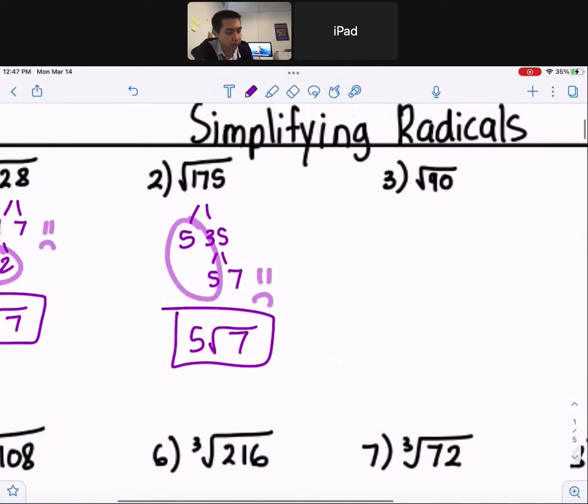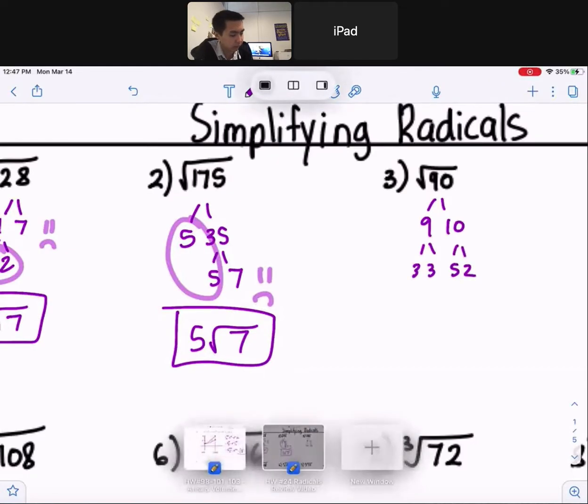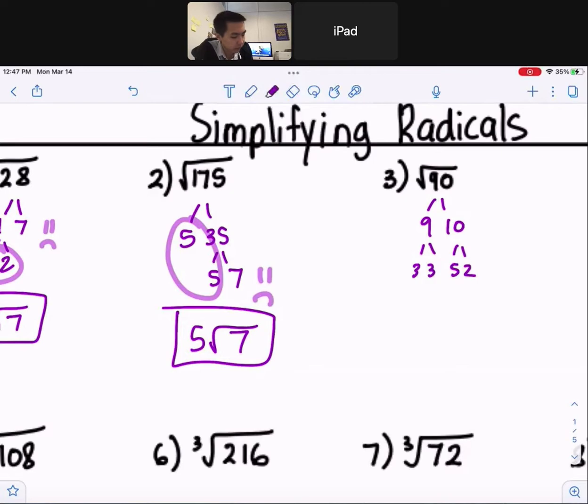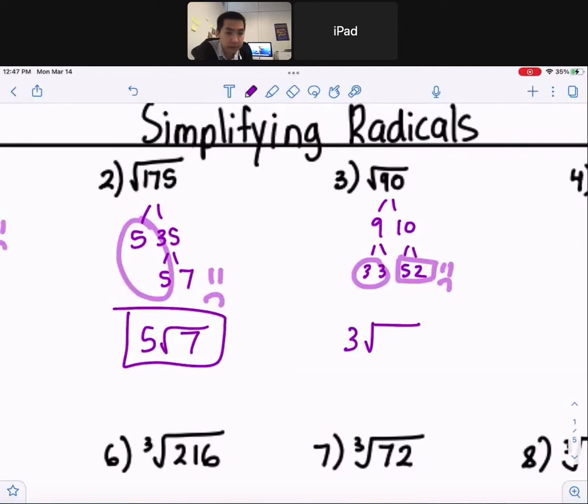Next, 90. 9 times 10, break it down: 3 times 3, 5 times 2. We get a pair of 3s and leftovers of the 5 and the 2. So the pair of 3s comes on the outside, but on the inside, the leftovers, multiply them together. 5 times 2 is 10.